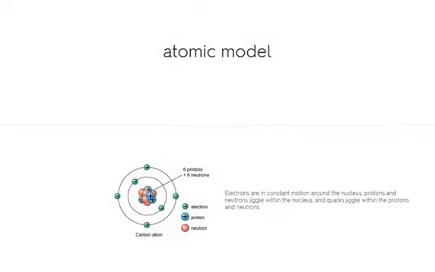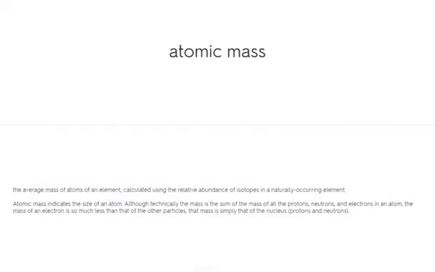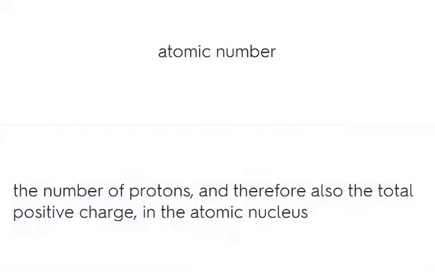Atomic model. Electrons are in constant motion around the nucleus. Protons and neutrons jiggle within the nucleus, and quarks jiggle within the protons and neutrons. Atomic mass. Atomic number, the number of protons and therefore also the total positive charge in the atomic nucleus.